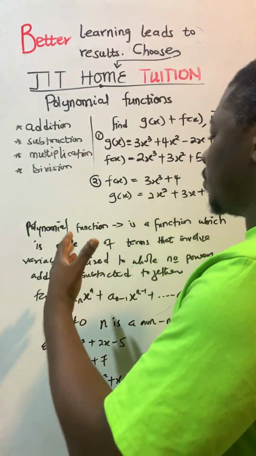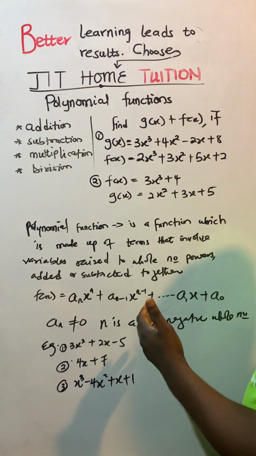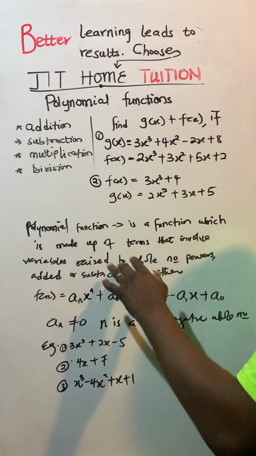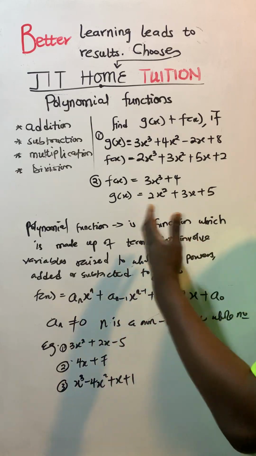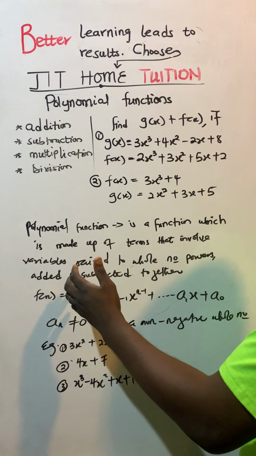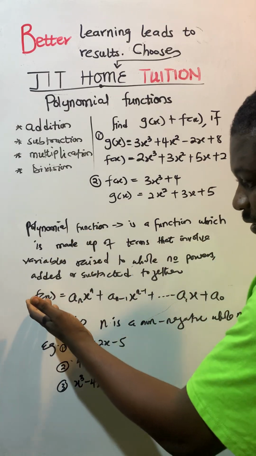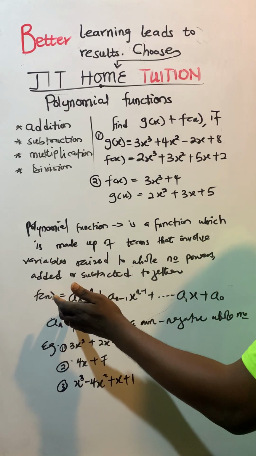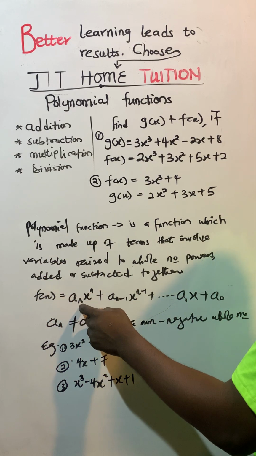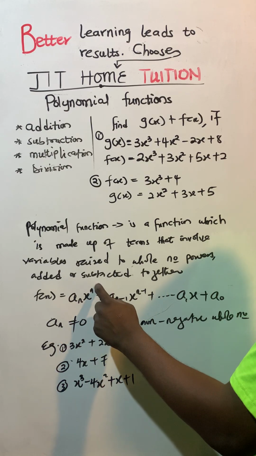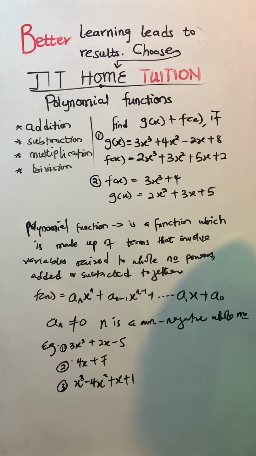Now, somebody may ask, what is a polynomial function? It's a function made up of terms that involve variables raised to whole number powers, and they are added or subtracted together. You may see it this way: a_n, then you have x exponent n, and that means that if here is 1, here will be 1. So it goes in that order.